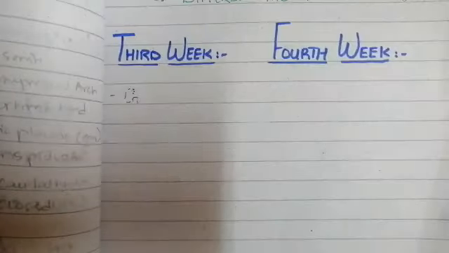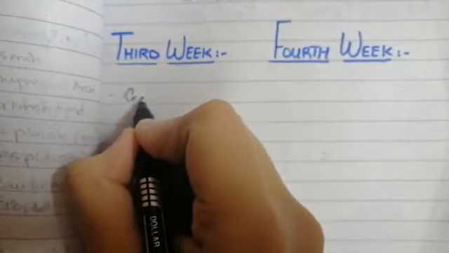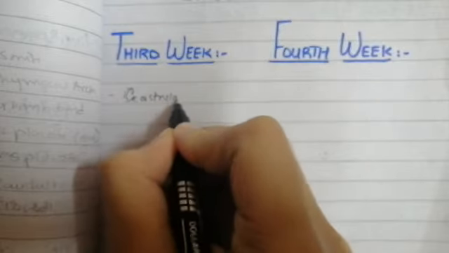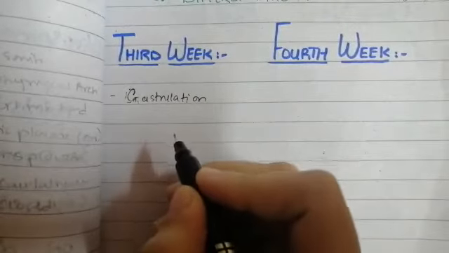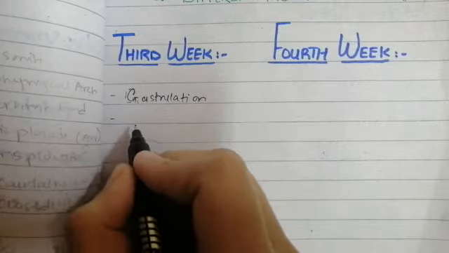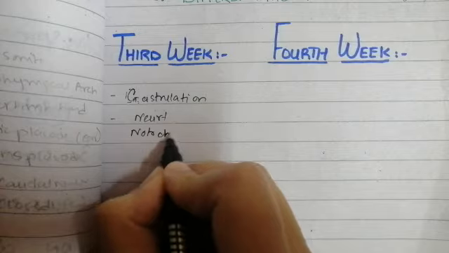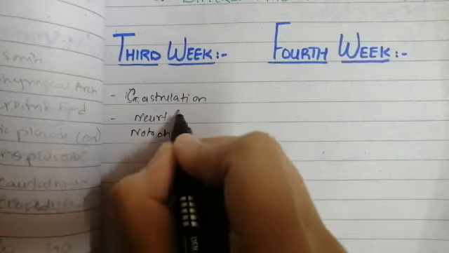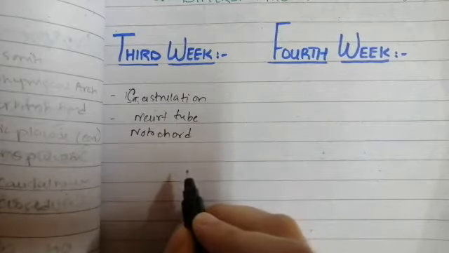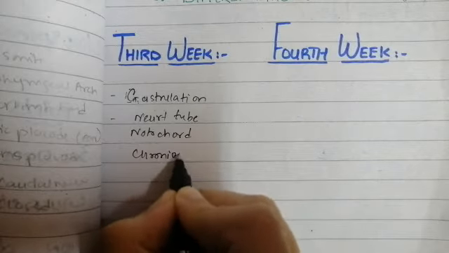Now starting from the 3rd week. In the 3rd week of development, as we have discussed in the previous video, there is the formation of the 3 germ layers, which is called gastrulation. In gastrulation, there is a formation of 3 germ layers, that is the ectoderm, endoderm, and the mesoderm. Then what happens in the 3rd week is the formation of the neural tube. The formation of the notochord also takes place during this 3rd week, and the neural tube also develops because of the primitive streak formation. Also there is a formation of the chorionic villi in the placenta.